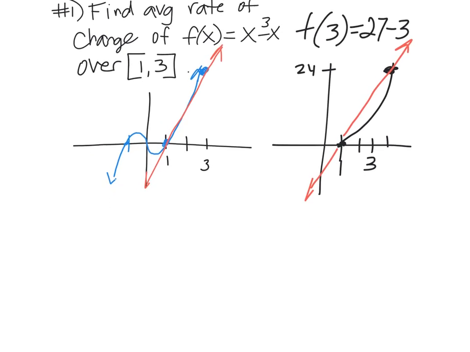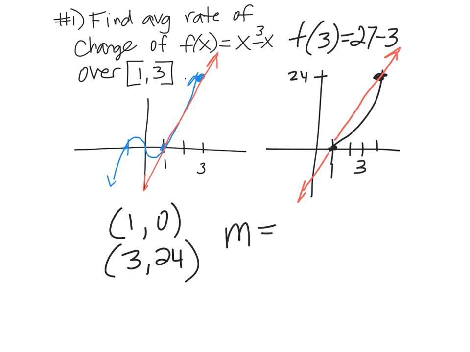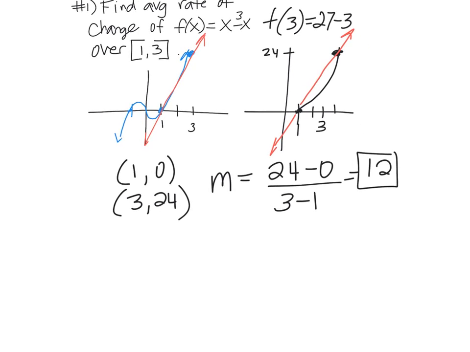So we're finding the average rate of change. All you do is find the slope between those 2 points. One of my points is the point (1, 0), and the other point is (3, 24). Pretty easy, right? So you'll do 24 minus 0 over 3 minus 1, which is 12. So the average rate of change is 12. We're not doing any type of units right now, but it's a pretty steep slope. It's going from 0 all the way up to 24 in 2 increments.